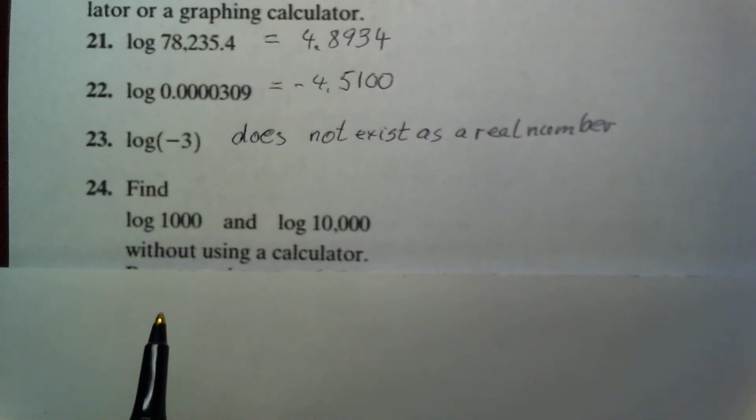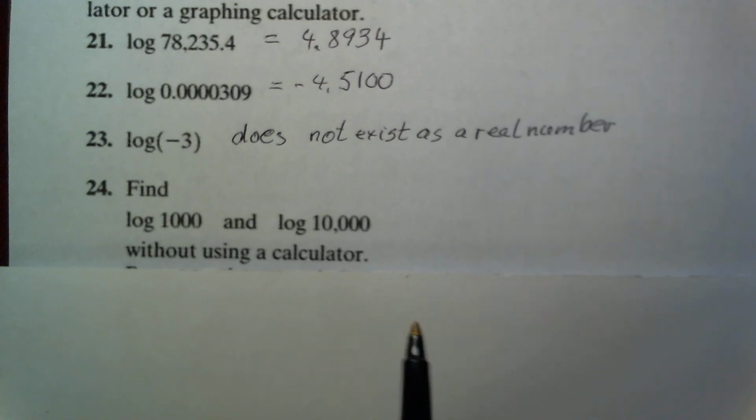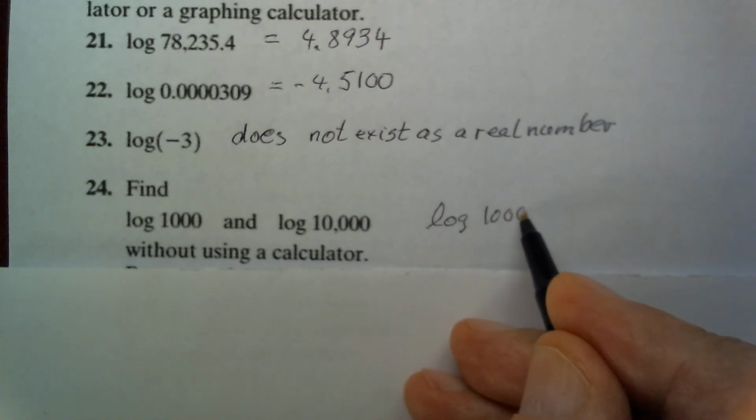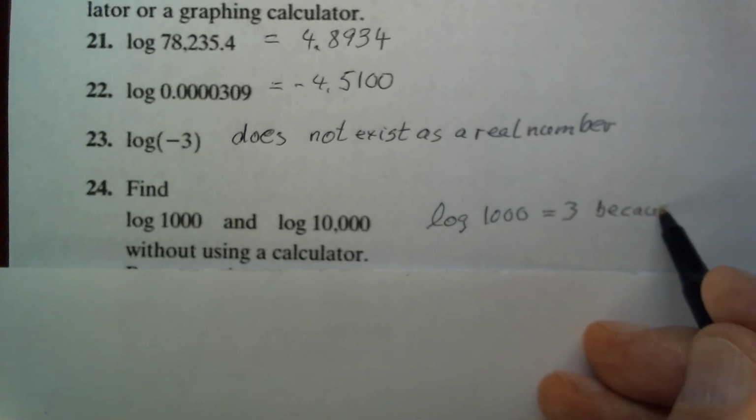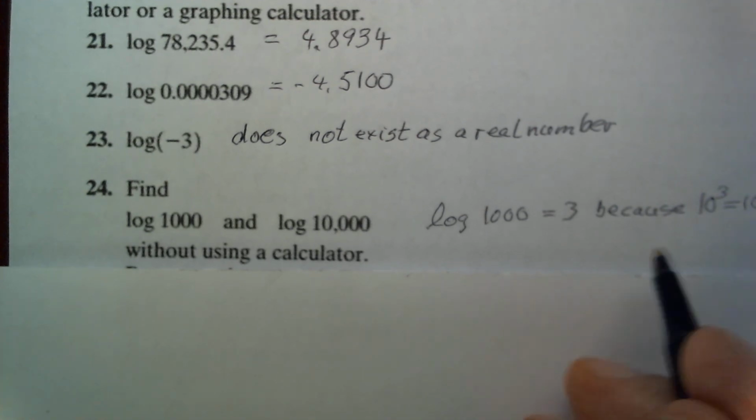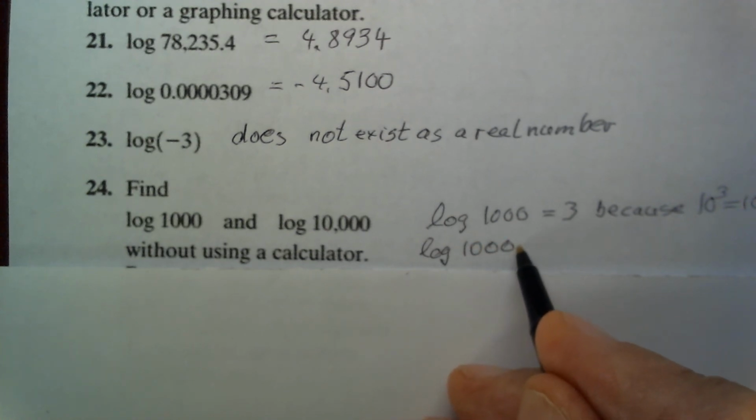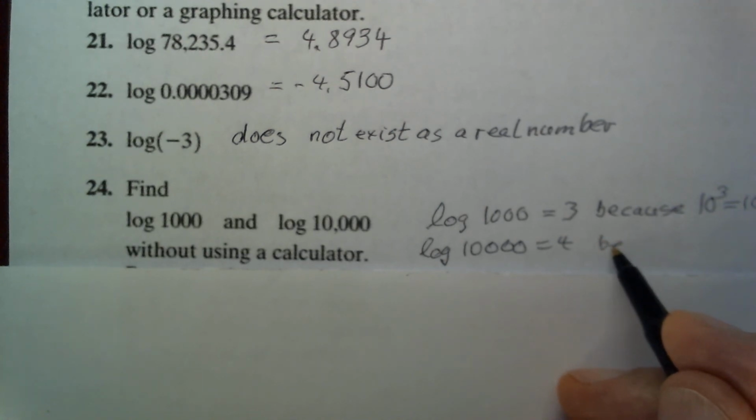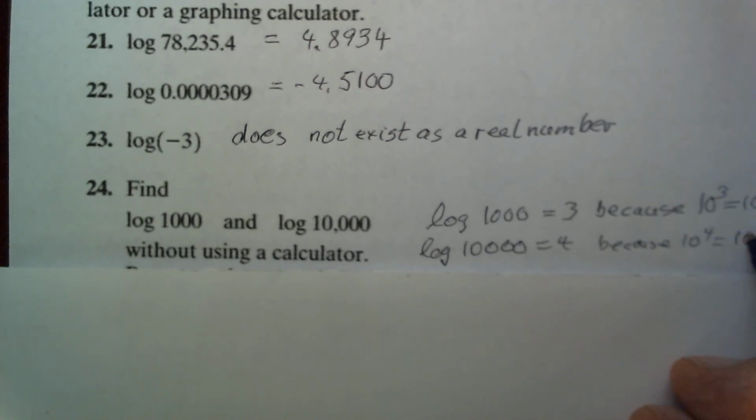Number 24 asks us to find the log of 1,000 and the log of 10,000. Remember, this is base 10. So the log of 1,000 equals 3, because 10 to the third equals 1,000. Similarly, the log of 10,000 equals 4, because 10 to the fourth equals 10,000.